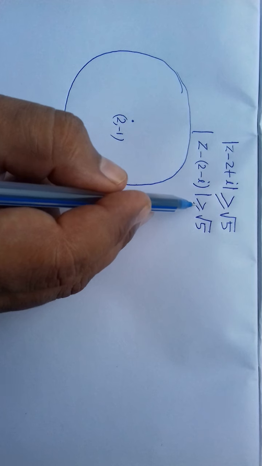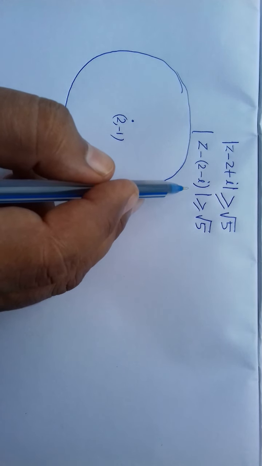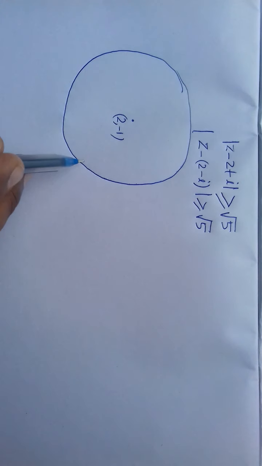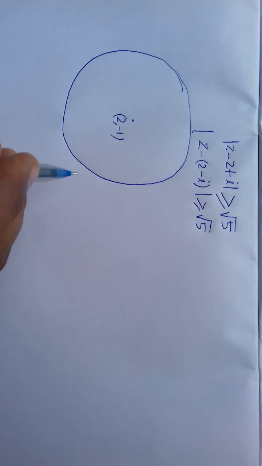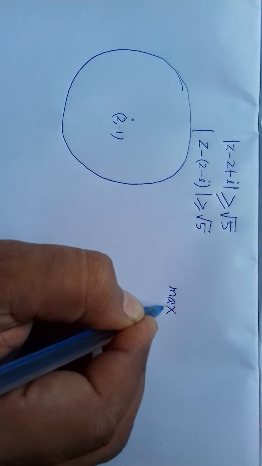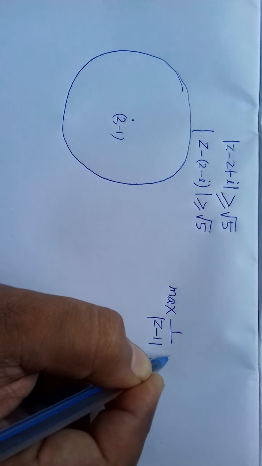Greater than or equal to means you have to take those points which are on this circle or outside this circle. Remember, on this circle or outside this circle. Now the next thing in the question is we have to take the max of 1 by |z − 1|.